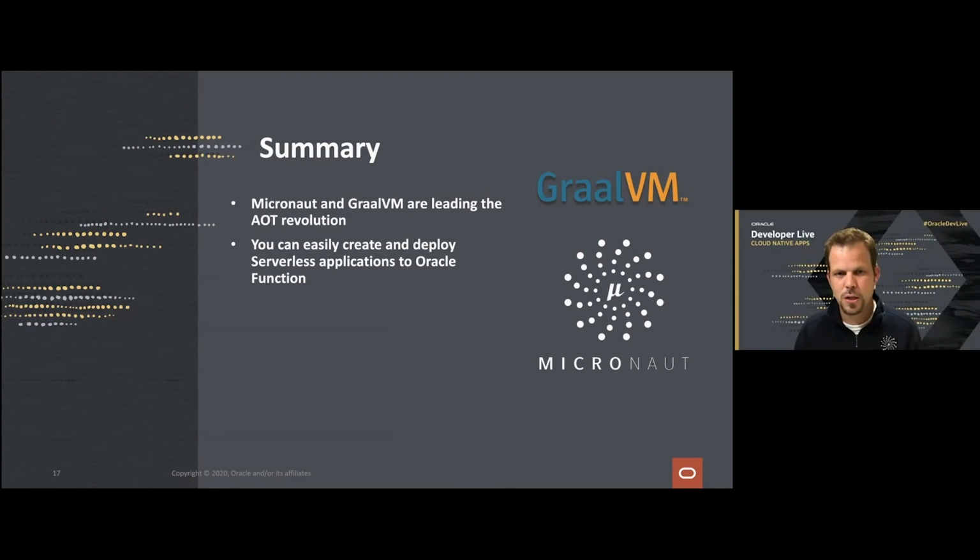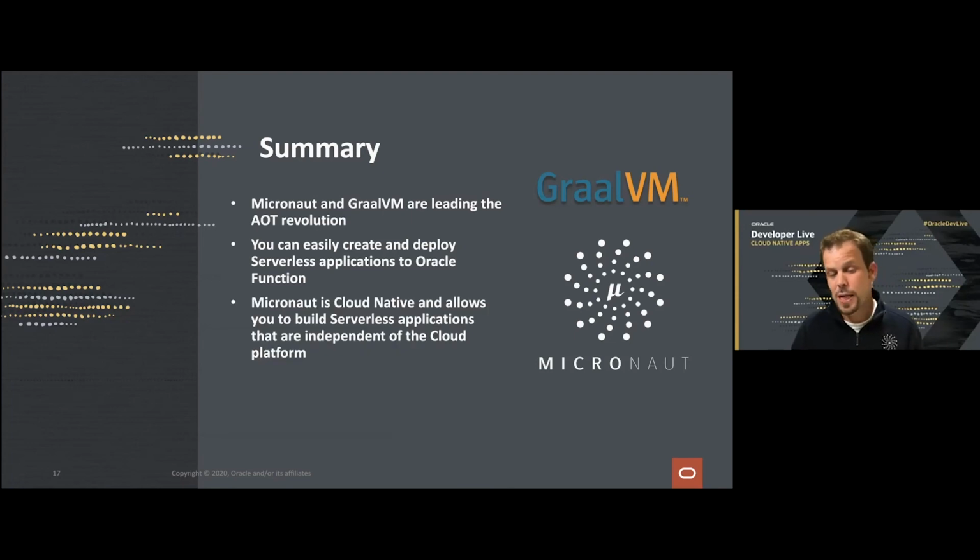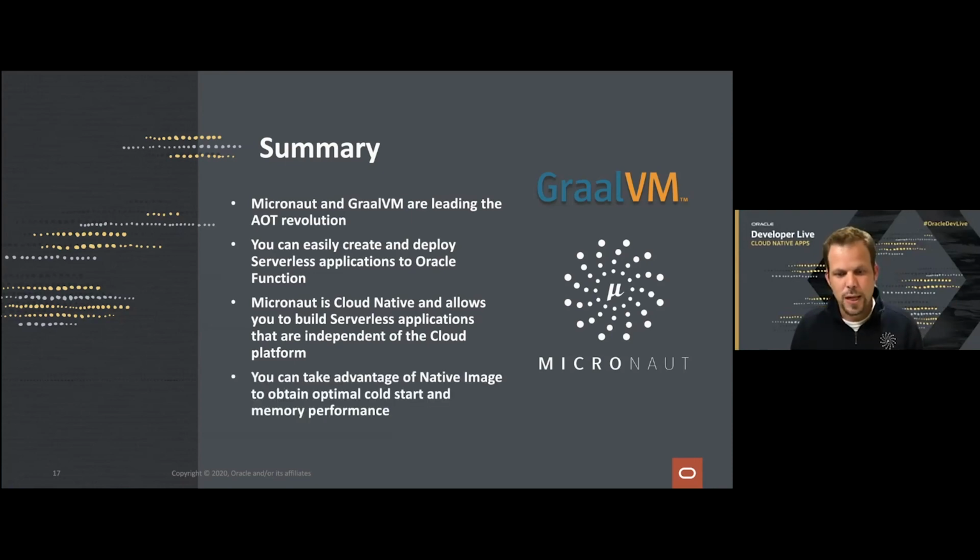Micronaut is cloud native already and allows you to build serverless applications that are independent of your cloud platform. It has great support for Oracle Cloud, and it will detect that you're running in Oracle Cloud, but you can deploy the same Micronaut applications to any cloud platform. You can take advantage of native image to obtain optimal cold start and memory performance, which leads to lower resource utilization and improves your cloud billing costs.